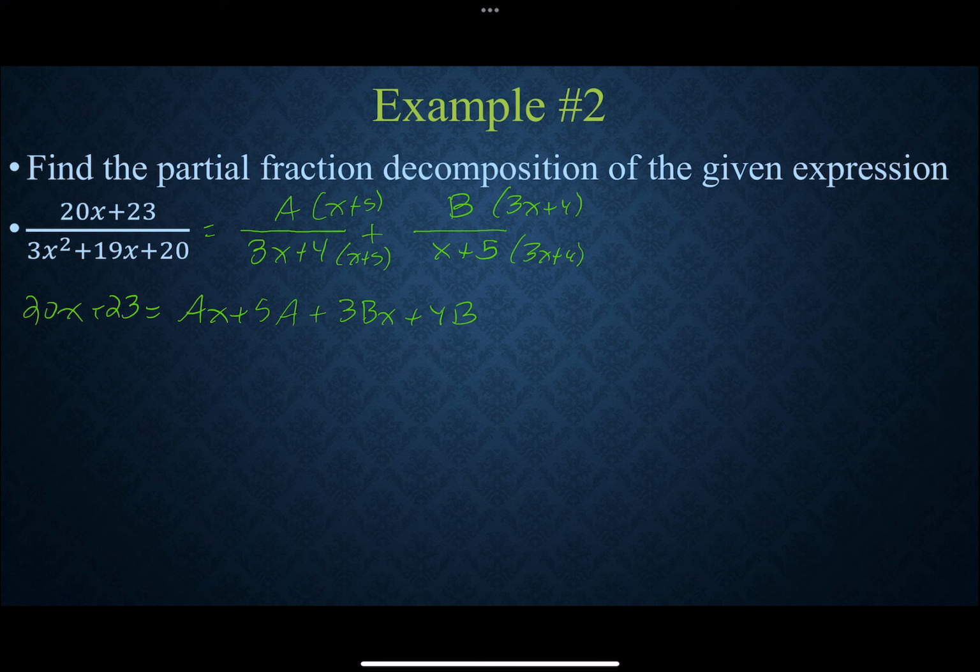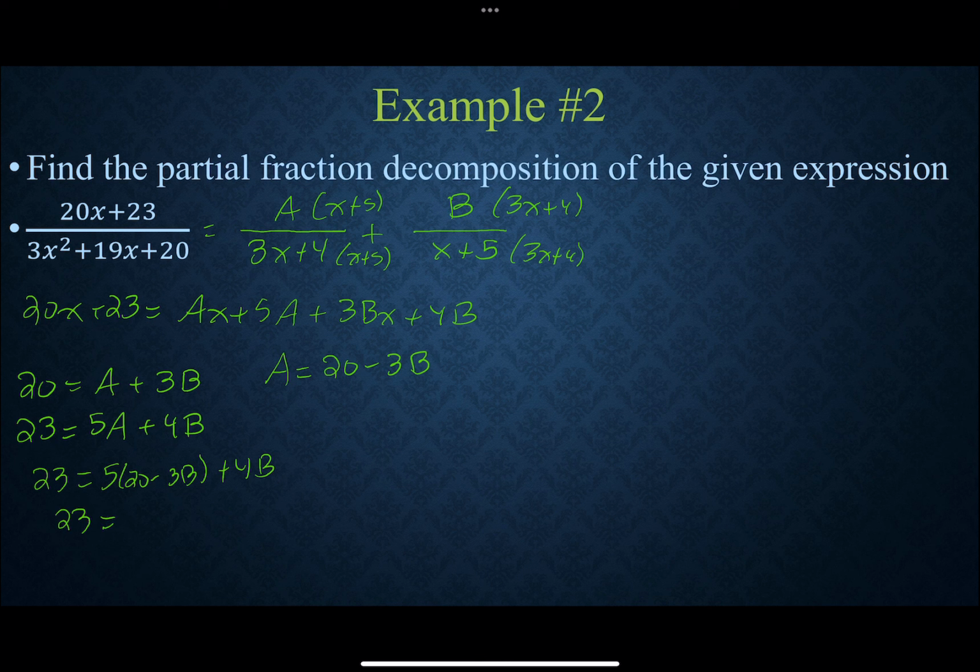Again, I set up my equations based off the coefficients. The x coefficients give 20 equals a plus 3b. And then 23 for our constants, equals 5a plus 4b. Now, again, we can go through any method we want. I'm going to use substitution this time around just to show you that you can use that option here. In the first equation, I can isolate a by saying it's 20 minus 3b. So I fill that in for a here, 20 minus 3b.